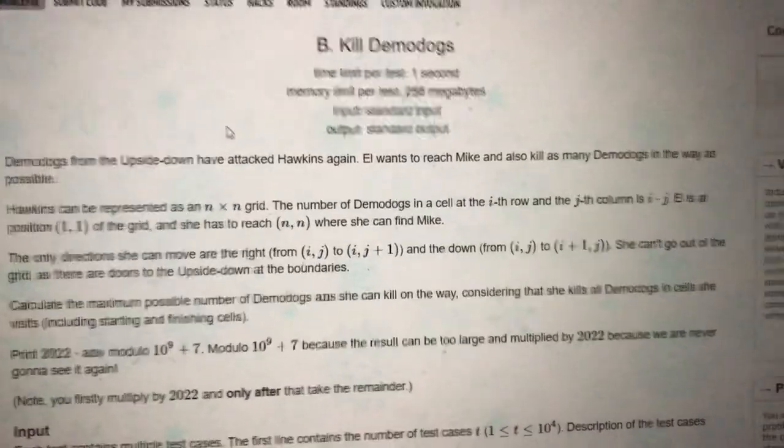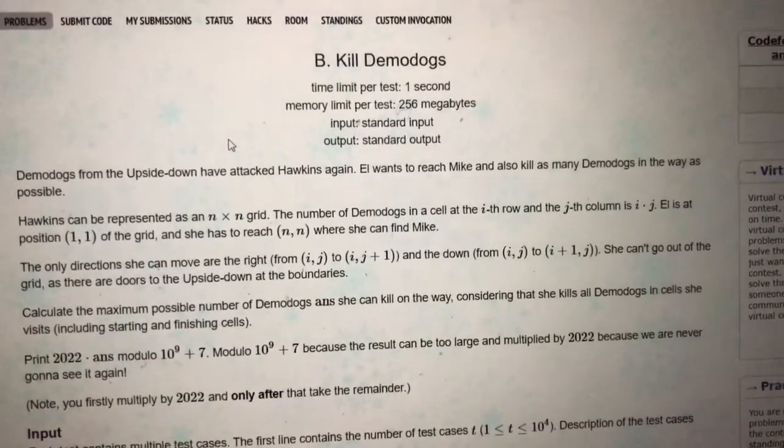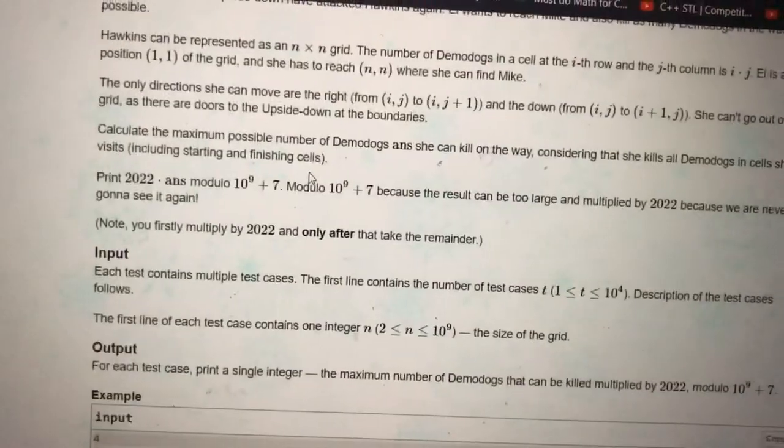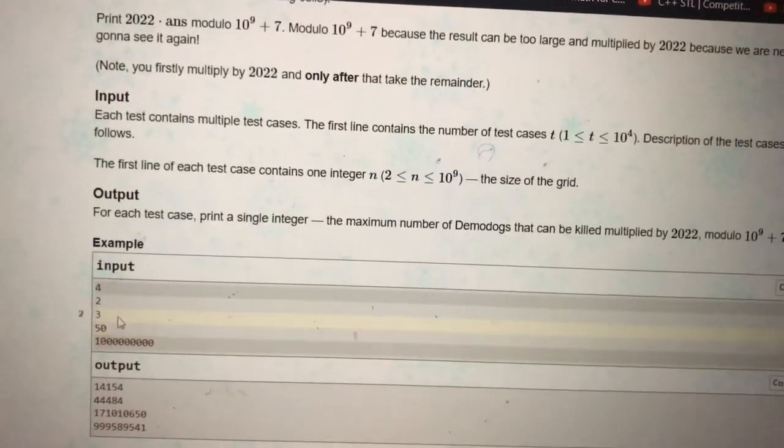Hello everyone, so today in this video we're going to be looking at this question, Kill Demodogs. Okay, maths question. What the question is basically saying, let me take the test case and explain it to you guys. In the question you are given an integer n.